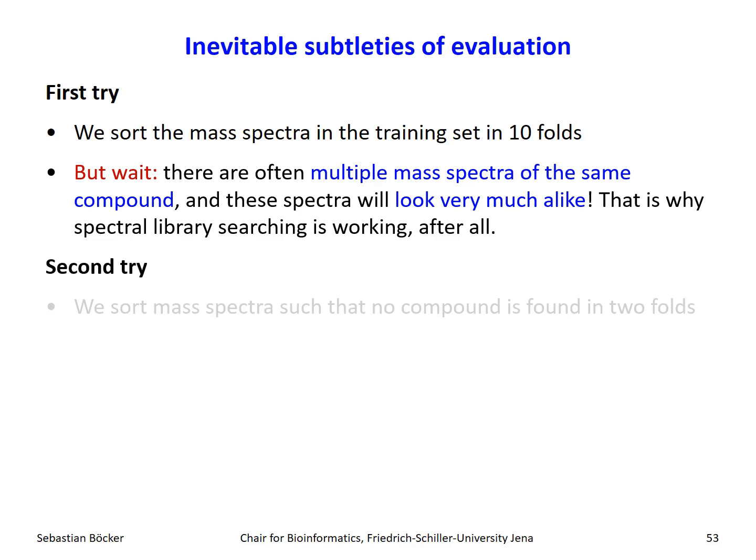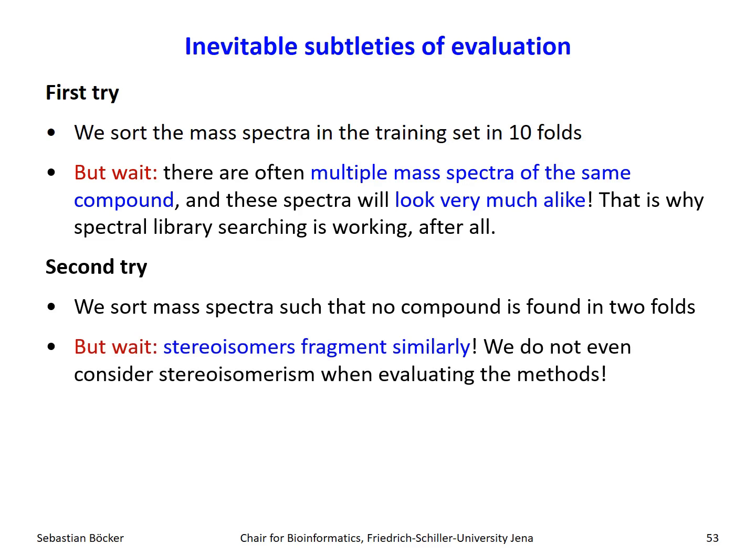So let's make a second try. This time, we again do cross-validation, but this time we make sure that no compound is found in 2 folds. So whenever we validate on one fold, it's not contained in the training data set in the other folds. That's working now, right? No, because we know that stereoisomers fragment highly similarly, and we evaluate in the end only on the 2D structure. So we would still get a machine learning model that is memorizing. I mean, it will be memorizing anyways, and that's good, but in our evaluation, we will get again inflated results. We will see annotation rates which we won't observe in practice. We have to be even more careful.